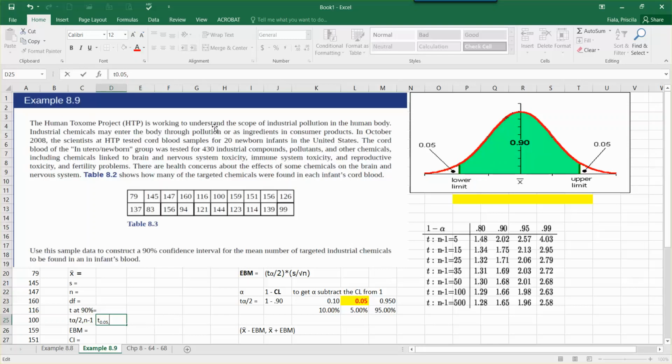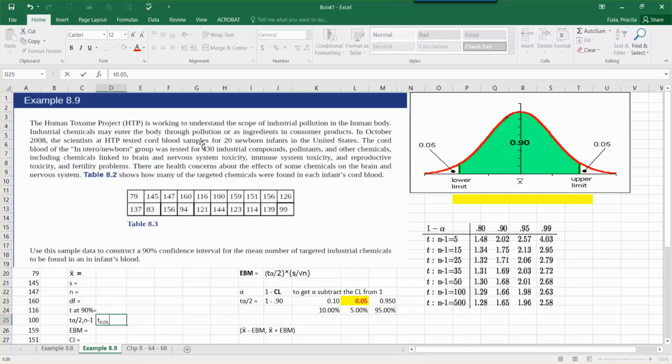And for my degrees of freedom, let's read the problem. The HTP is working to understand the scope of industrial pollution in the human body. Industrial chemicals may enter the body through pollution or as ingredients in consumer products. In October 2008, the scientists at HTP tested cord blood samples for 20 newborn infants in the United States. Therefore, there is my sample size, 20. If you keep reading, you're not being given the standard deviation anywhere. Therefore, we're going to estimate the standard deviation of the population using the standard deviation of the sample.